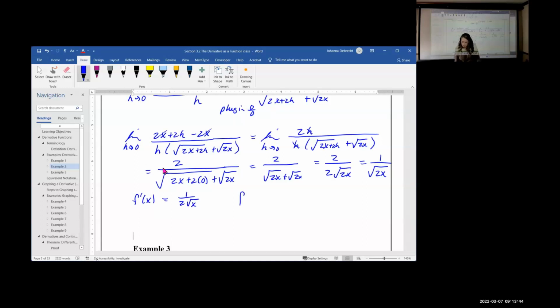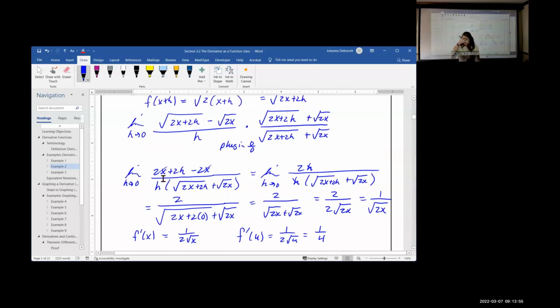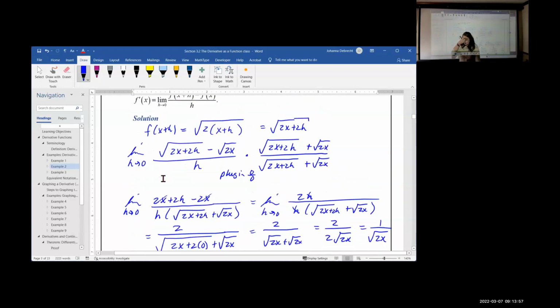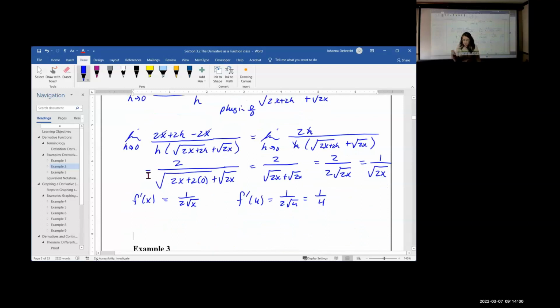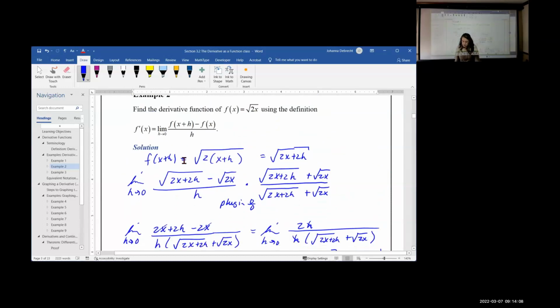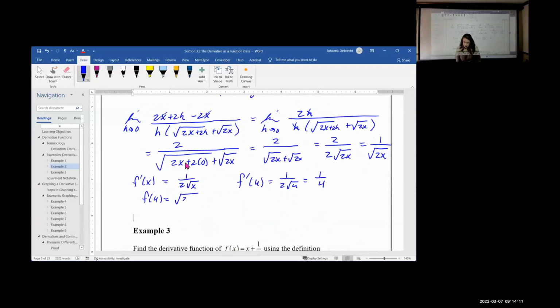So this gives me an expression for the function of the derivative, 1 over the square root of 2x. So let's say I wanted to know what's the derivative at 4. Then I just plug in 4 for x, and that gives me 1/4. And then I can use that to find the slope of the tangent line at that particular point. To find the slope of the tangent line at that point, I have to find f of 4. What is f? Square root of 2x. Square root of 2 times 4, which is equal to 2 square roots of 2. So that gives me the ordered pair 4, 2 square roots of 2. So the tangent line at 4.